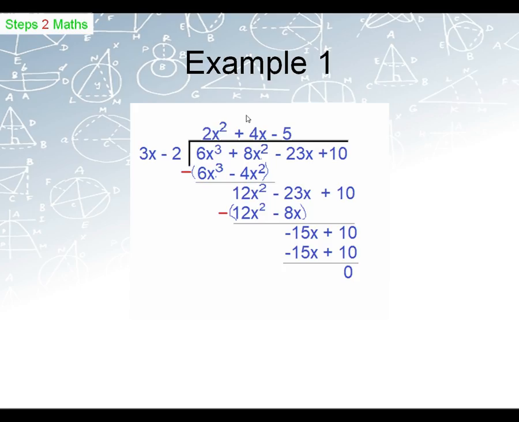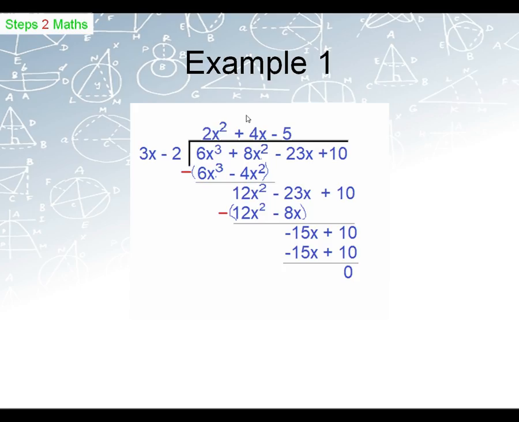3x into 12x squared goes plus 4x times. Plus 4x is multiplied by our divisor, 3x minus 2, to give 12x squared minus 8x, which is in brackets there on the fourth line. That is then subtracted. And remember, subtracting negative 8x is the same as adding 8x. So we have 12x squared, take away 12x squared, that's gone. That's the process that we're doing.